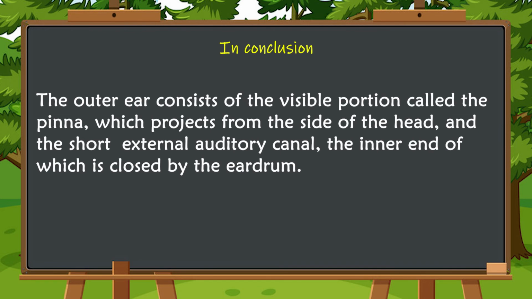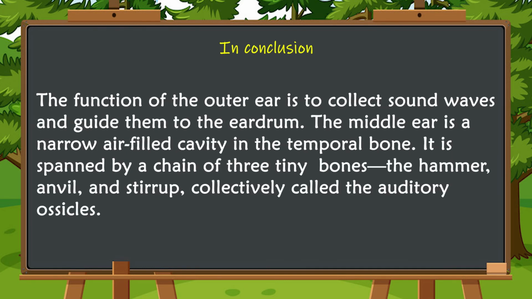The outer ear consists of the visible portion called the pinna, which projects from the side of the head, and the short external auditory canal, the inner end of which is closed by the eardrum. The function of the outer ear is to collect sound waves and guide them to the eardrum. The middle ear is a narrow air-filled cavity in the temporal bone. It is spanned by a chain of 3 tiny bones: the hammer, anvil, and stirrup, collectively called the auditory ossicles.